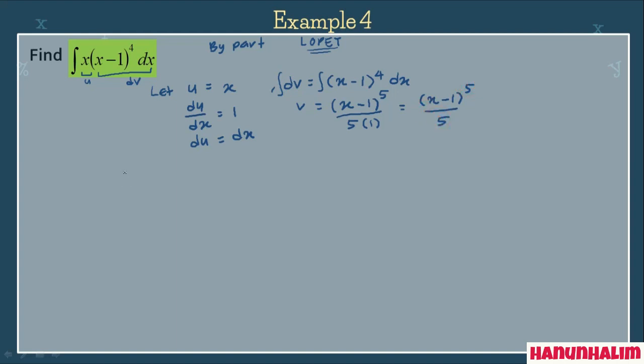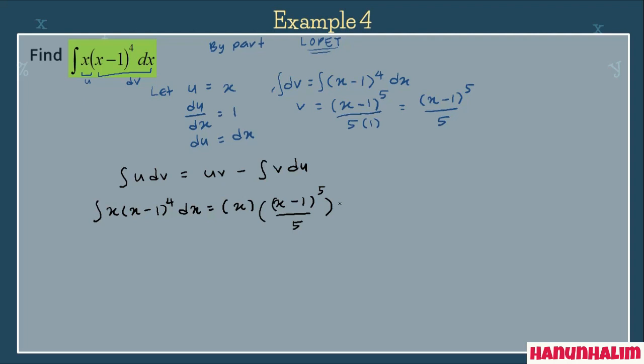Okay, so now try ganti dalam formula. Our formula is integral u dv equal to uv minus integral v du. Okay, integral u dv adalah soalan lah. So x (x minus 1) to the power of 4 dx equal to u, mana u? X. Ganti v is (x minus 1) to the power of 5 over 5, minus integral v again, (x minus 1) to the power of 5 over 5. Our du is dx. So, gantilah dx kat sini.